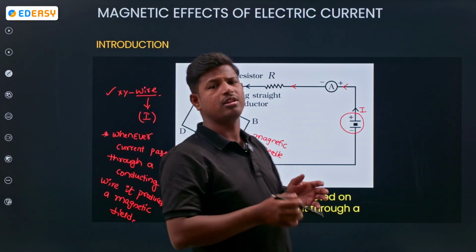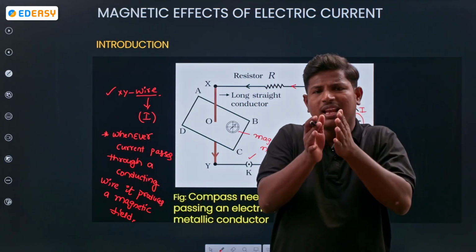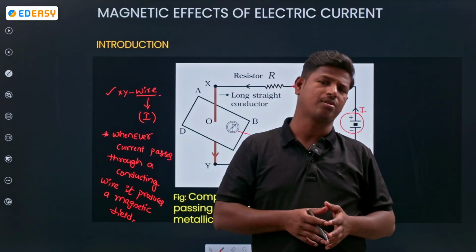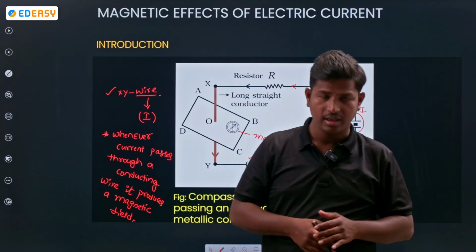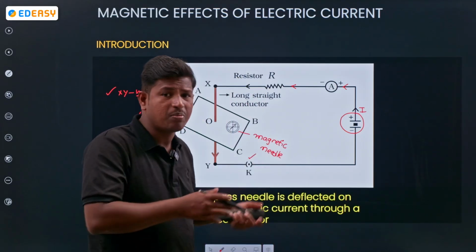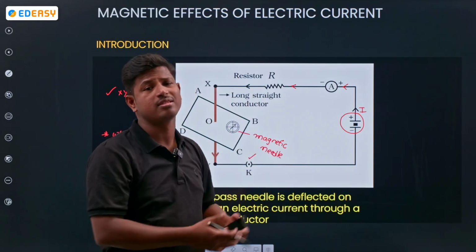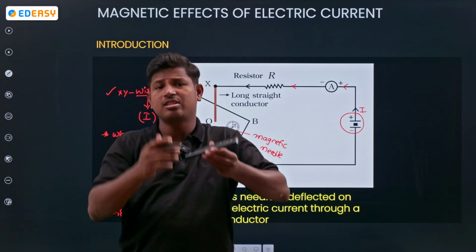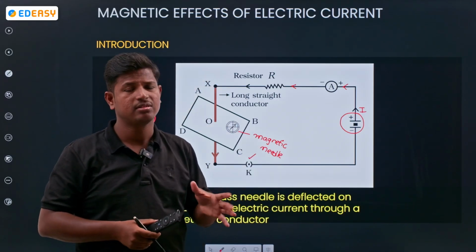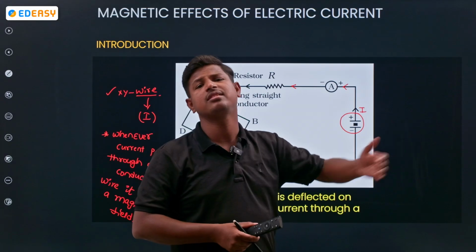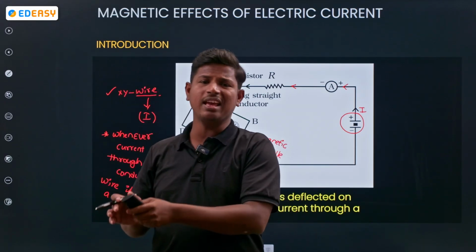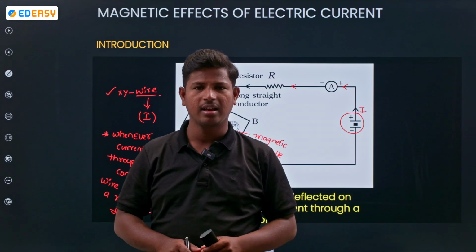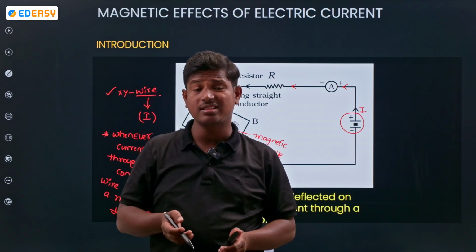In Oersted's experiment, they said whenever electricity passes through a wire, a magnetic field is produced. If electricity passes through me, I also produce a magnetic field. If electricity passes through this material, it also produces a magnetic field. So whenever electricity passes through a wire, it produces a magnetic field. Clear?